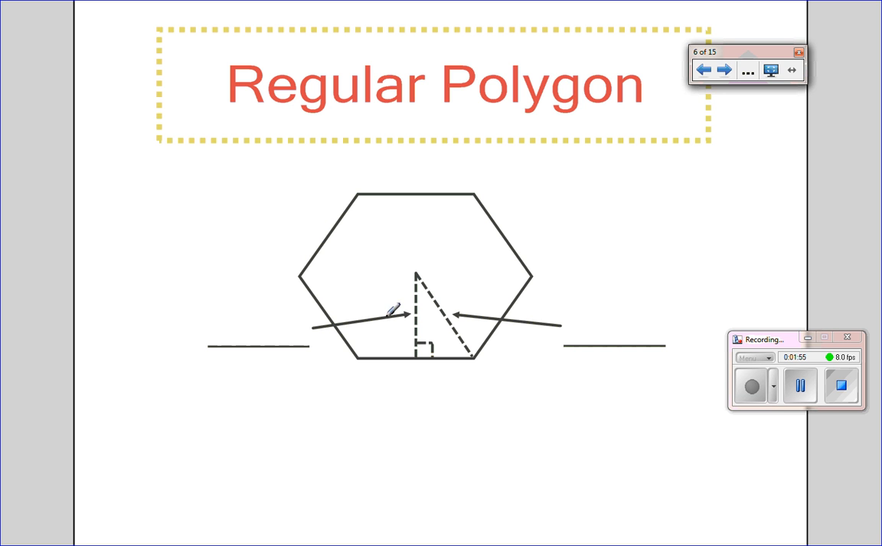All right, so looking at the parts, what do you think this is called here? Well, it's called the radius because it goes from the center to the vertex. And this is called the apothem because it goes from the center to the opposite side at a 90-degree angle. And remember, it does cut that side in half.